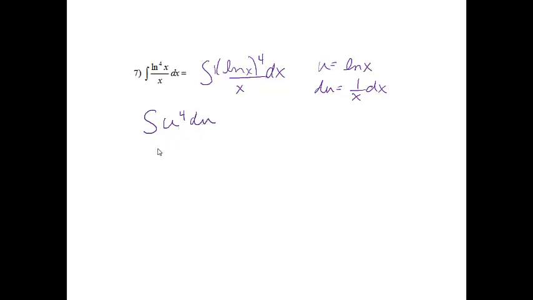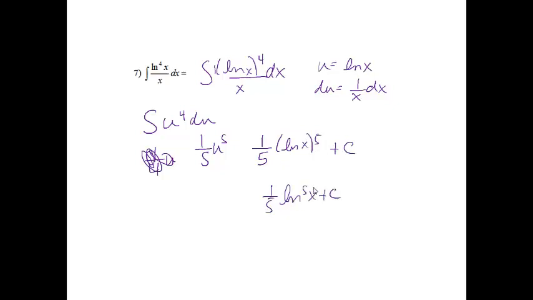So now from here, the integral of u to the 4th would be 1/4, start that over again. That would be 1/5 u to the 5th, and then from here I'm just going to put my integral back in. That would be ln x to the 5th, and then plus c. And if I wanted to rewrite it ln to the 5th x plus c, I could do that as well.